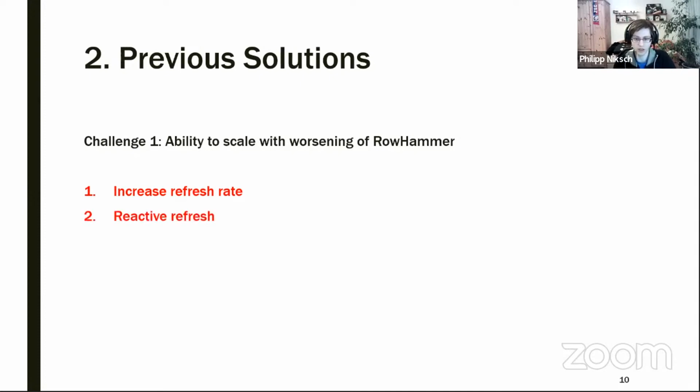Reactively refreshing also needs to be more aggressive, leading to more and more unnecessary refreshes when not under attack. The physical isolation will require more buffer rows between memory regions, which in turn will waste even more space in memory. And the proactive throttling will need an even lower threshold and will affect even more benign applications.